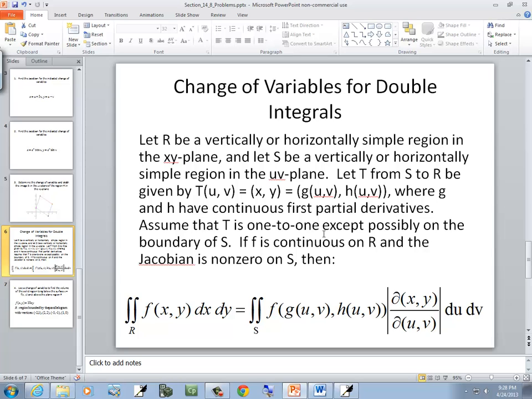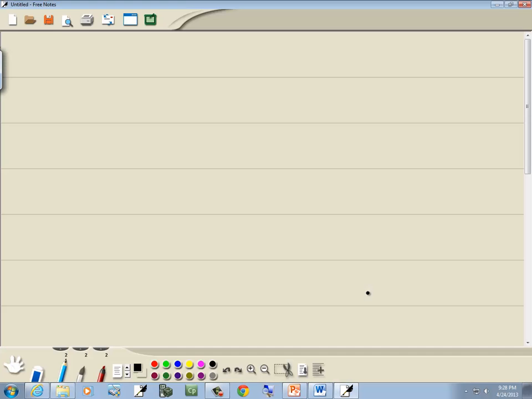You come up with results if it's not one-to-one. If f is continuous in R and the Jacobian is non-zero on S, then we can rewrite from this notation to this notation. Now this is where we change it to u's and v's. We have to put our Jacobian in here, and the S refers to u going from this to this, and v going from this to this. And you see the du dv.